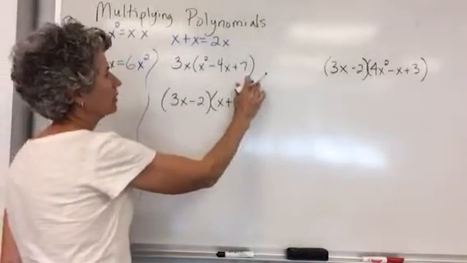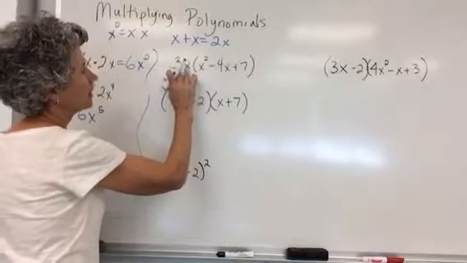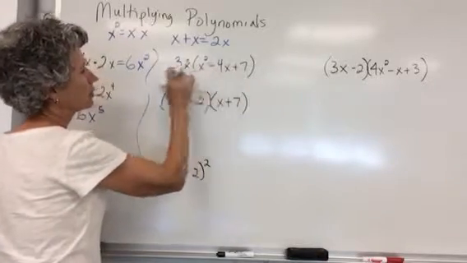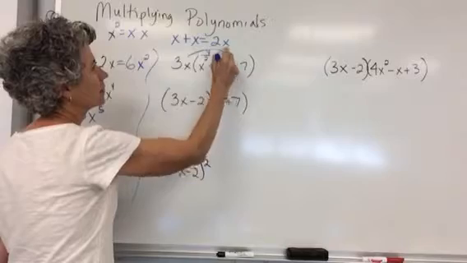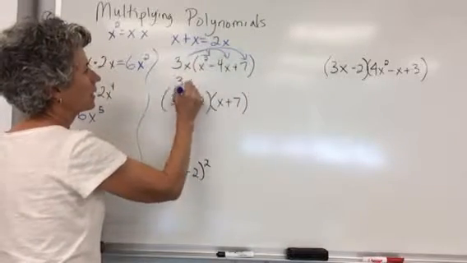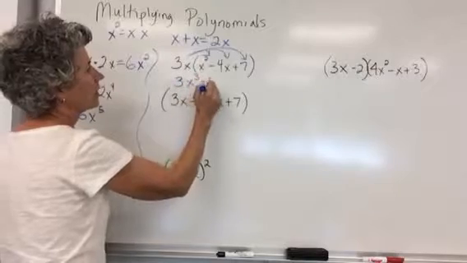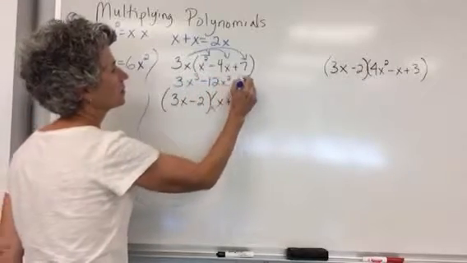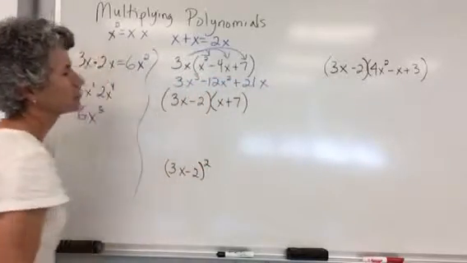This would be distributing because we're multiplying this monomial times this trinomial. So we're going to multiply each one. So 3x times x squared would be 3x to the third minus 12x to the second plus 21x.